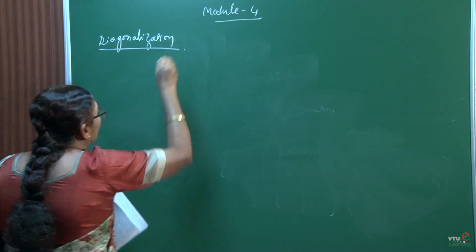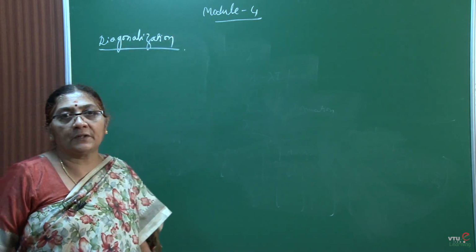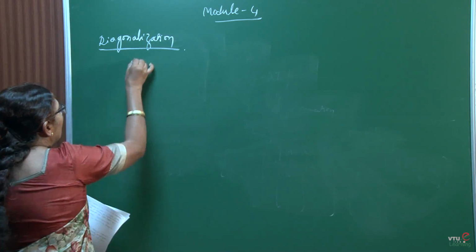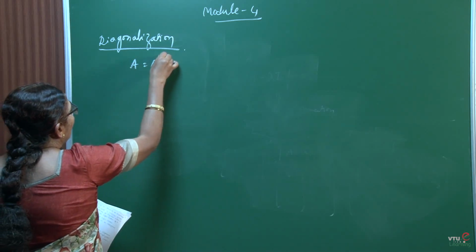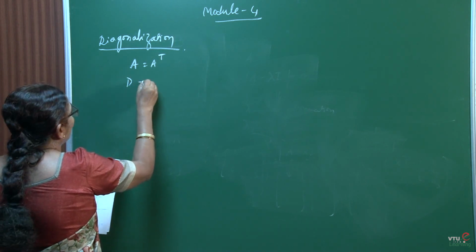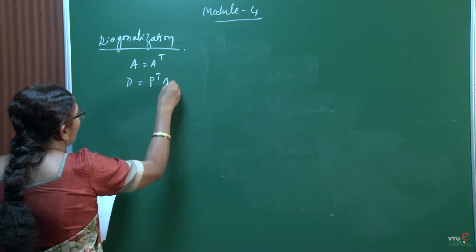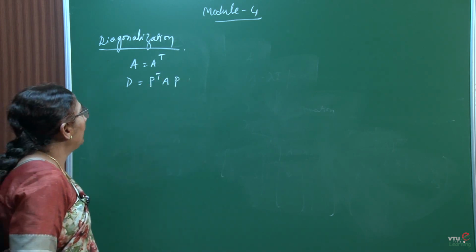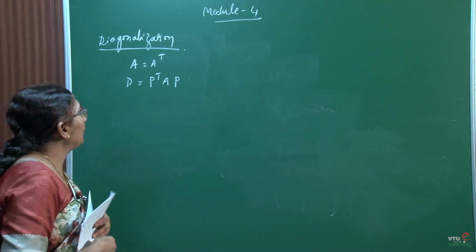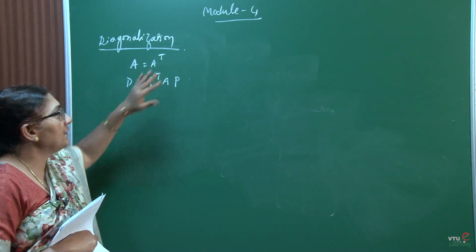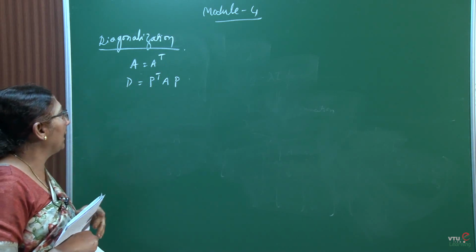While doing diagonalization, first you observe the matrix. Suppose the given matrix is symmetric, meaning A is equal to A transpose. Now, the diagonalization formula is D is equal to P transpose A P. Keep in mind the matrix is symmetric, A is equal to A transpose.